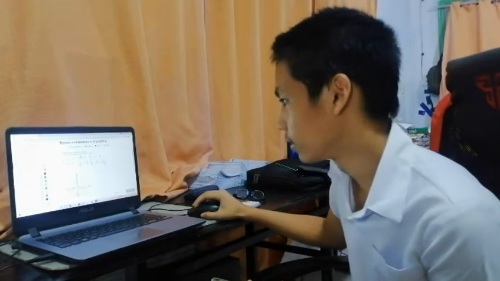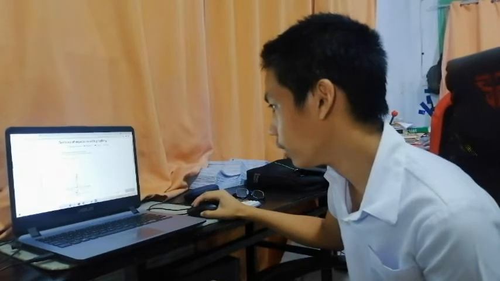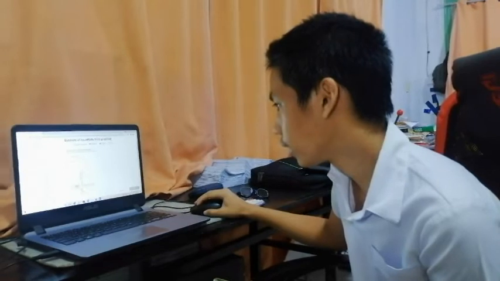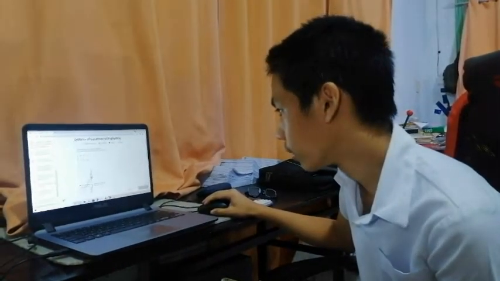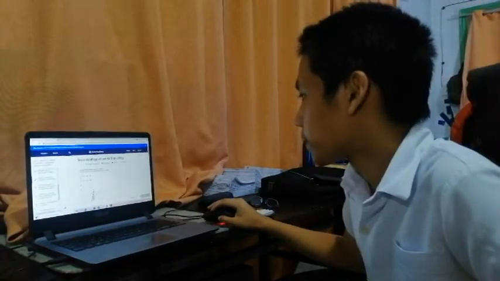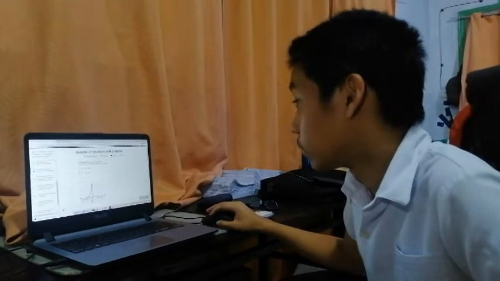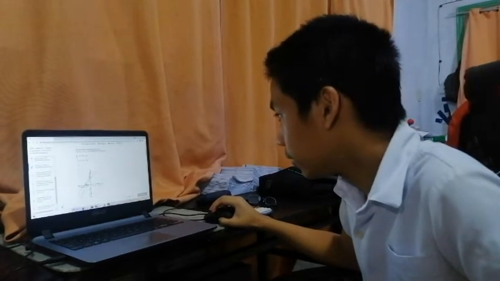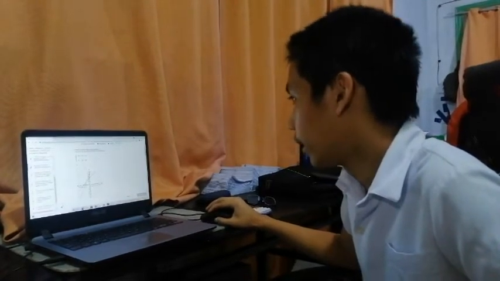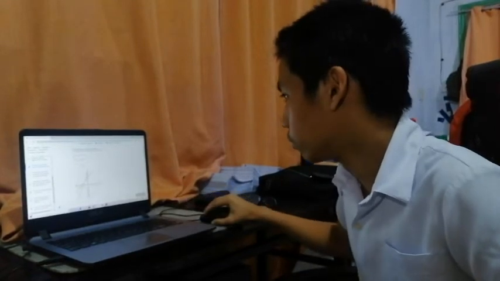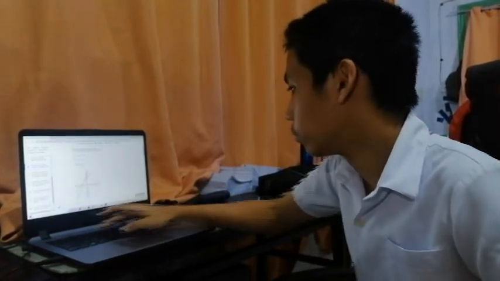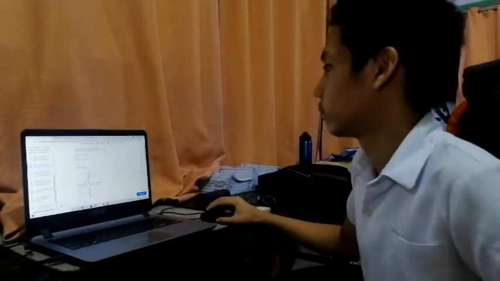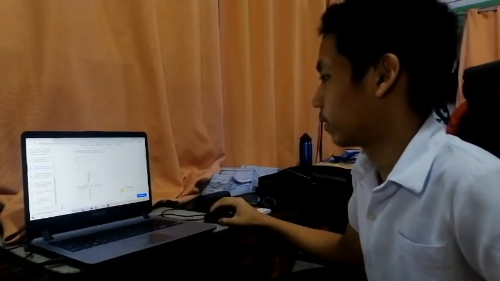Let's plot. Negative 4, 4. So the x will be negative 2. Negative 2, the y should be positive 2. Okay, correct.